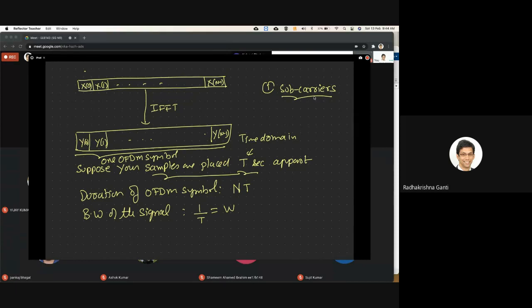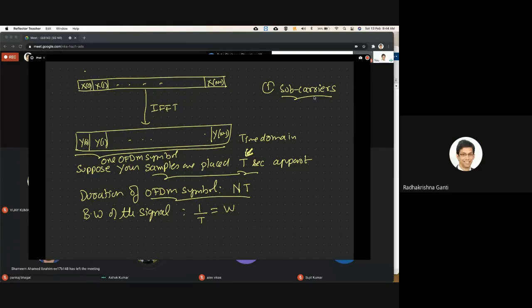Let me tell you what this NT would correspond to. Essentially your bandwidth is W. This T is not a symbol period, it is a sampling period. The OFDM symbol is this.